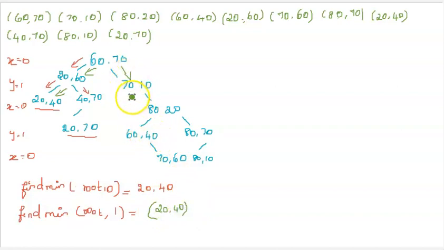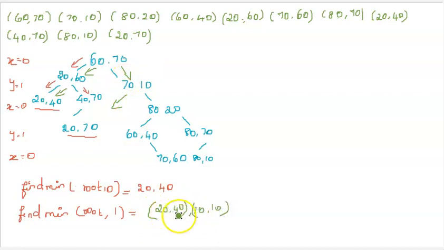So I'll be moving here, with (60, 70) here, then (70, 10). And then this is the y axis, so I have to move only to the left side. As I don't have any left side, I'll be returning this (70, 10) here.